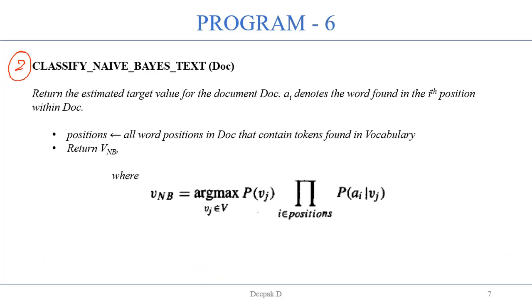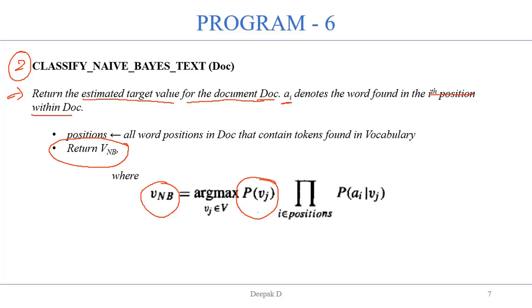Let's see the second step here. The second step is we need to predict what could be the target value for our test data. So you are going to return the target value, or estimated target value, for an unknown document. Here a_i denotes the word which is found within your document. And here you are going to return the value which is calculated based upon your Naïve Bayes. You are going to classify the text data based upon the value which you have received here.